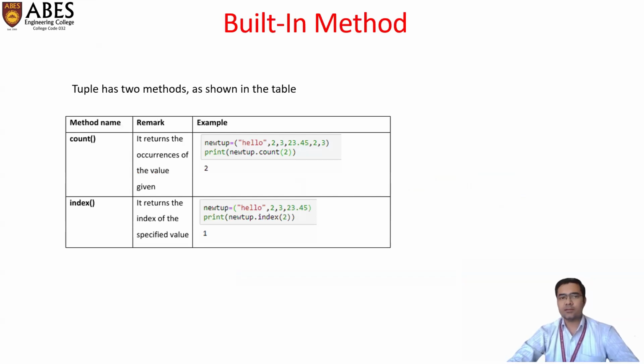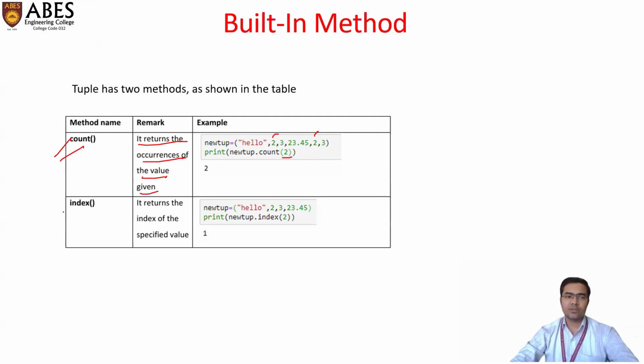Built-in methods: there are 2 important built-in methods which are frequently used in tuple. First one is your count and second one is your index. With the help of count, you can see if we pass 2 value, then it simply returns the number of occurrences of 2. That is the 2 times. That's why it is written that it returns the occurrence of the value which is given inside the count function.